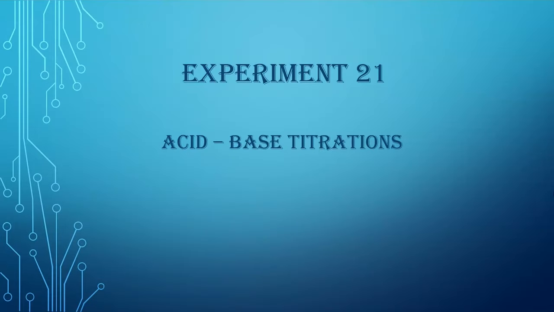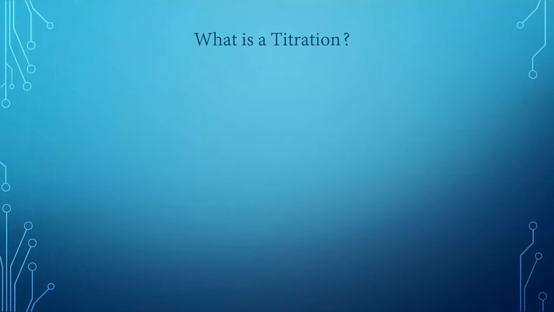In experiment 21, we're going to be carrying out an acid-base titration. So what exactly is a titration? Well, it's simply a method for measuring the amount of a substance in a particular solution. Titration is a very common tool that chemists use for analyzing substances.